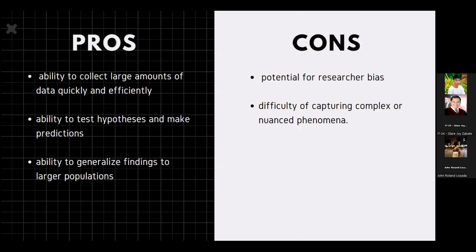Here we have the pros and cons of research methods. Pros: the ability to collect large amounts of data quickly and efficiently, the ability to test hypotheses and make predictions, and the ability to generalize findings to larger populations. And the cons are the potential for researcher bias and the difficulty of capturing complex or nuanced phenomena. Next reporter.